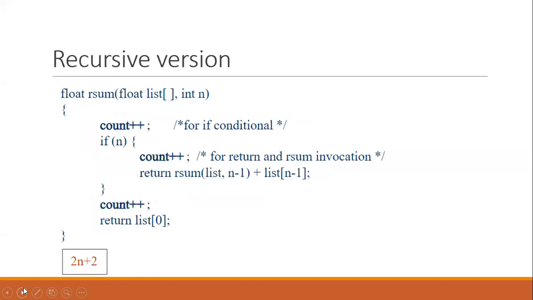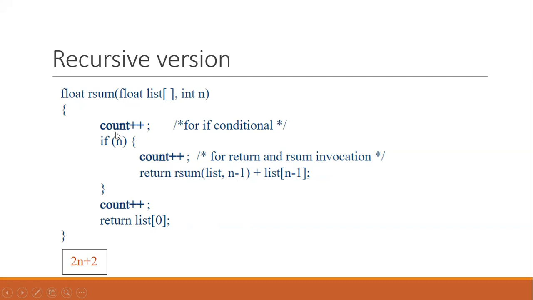Now let us see how to obtain the step count for the recursive function of the sum function. So this is the recursive function. It has an if condition, a return statement with a recursive call inside the if statement, and a return statement at the end again. So we use the same global count variable initialized to 0.